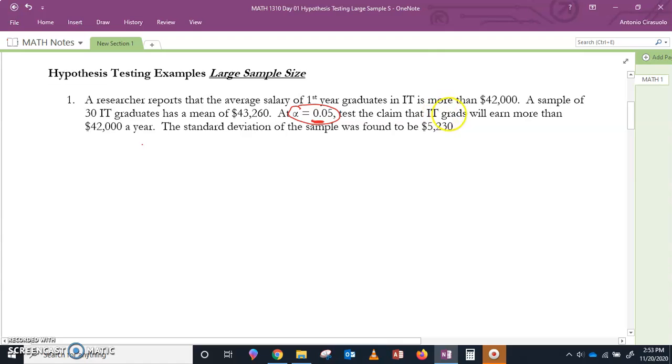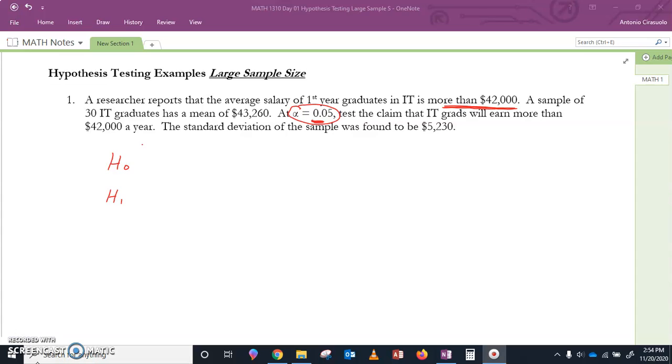Now, looking at this question, first thing we want to do is to determine, is it a one-tail or a two-tail situation? Well, let's state the hypotheses, because that's the first step. Now, it says here that graduates in IT is more than $42,000. So that's the claim, right? The average salary of first-year graduates in IT is more than $42,000. So that means we should use this information to state our hypotheses. Pause the video and see what you come up with.